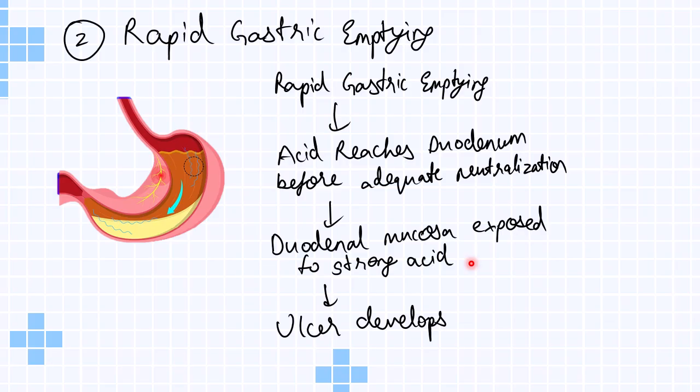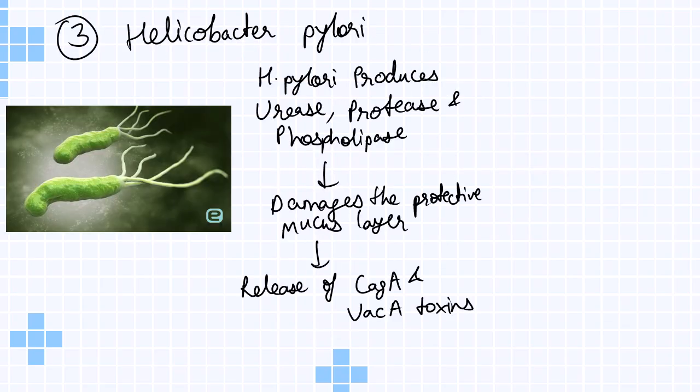This repeated exposure contributes to ulcer development. But the single most important factor remains Helicobacter pylori. Helicobacter pylori produces several virulence factors including urease, protease, and phospholipase. These enzymes help the bacteria survive within the stomach and damage the protective mucous layer. The organism also releases several toxins such as CagA and VacA. These toxins directly injure epithelial cells and trigger inflammation.